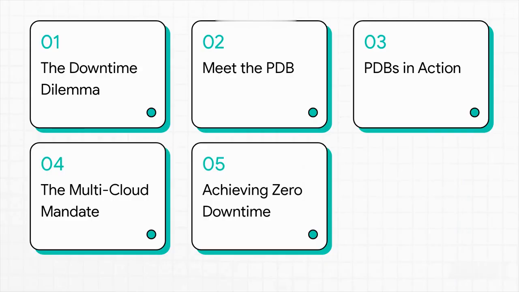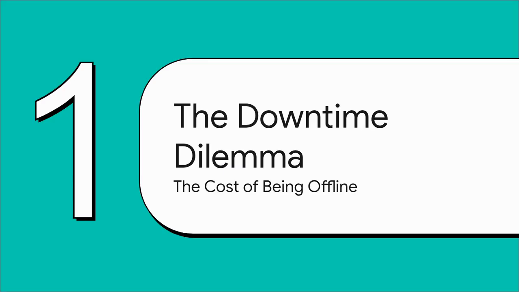Okay, so here's our game plan. We'll start by digging into the problem, the downtime dilemma. Then, we'll introduce our solution, the Pod Disruption Budget, or PDB for short. After that, we'll see it in action, talk about why it's an absolute must-have in a multi-cloud world, and finally, we'll get to the good part: what it feels like to achieve true zero-downtime maintenance. So let's set the stage.